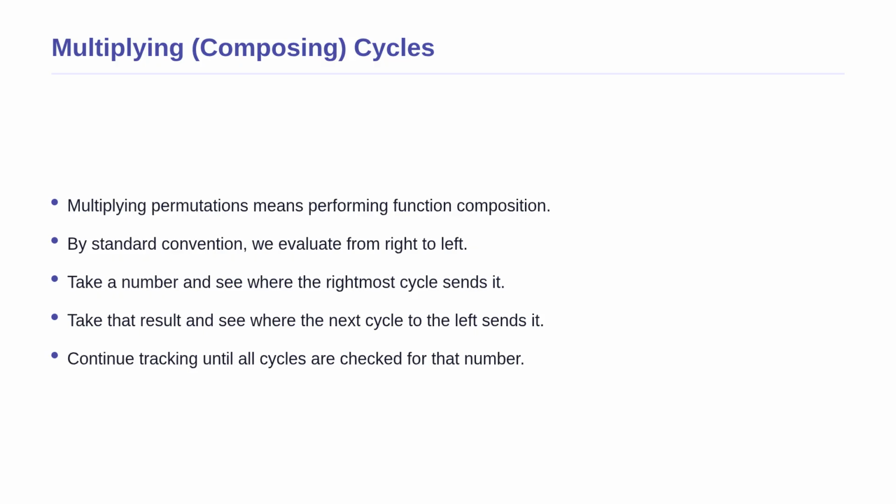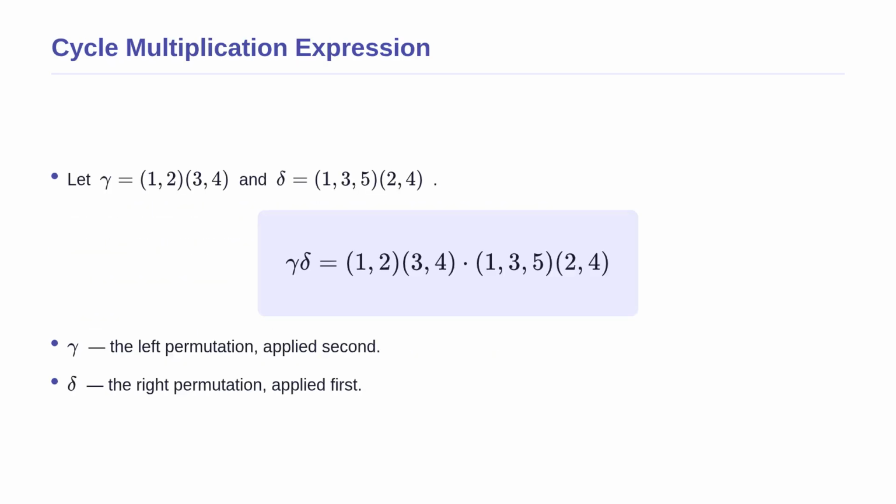You take a starting number, see where the rightmost cycle sends it, and then take that intermediate result and feed it into the next cycle to the left. You continue this tracking process until you have checked all the cycles for that specific number. This formula we just saw leads us to an important operation.